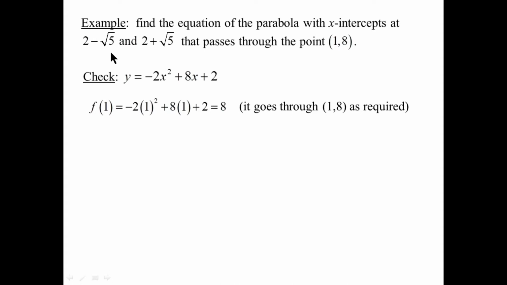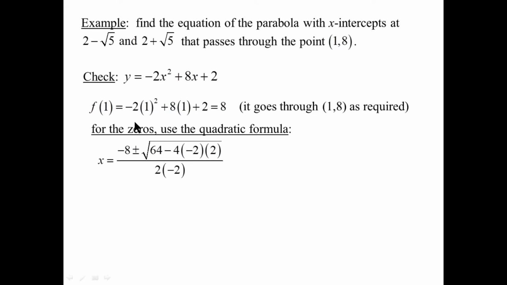And to check to see if the x-intercepts are in fact 2 minus root 5 and 2 plus root 5, we'll have to use the quadratic formula to check the zeros. X equals negative b plus or minus the square root of b squared minus 4ac all over 2a. So let's just see. Negative b, so it'll be negative 8 plus or minus the square root of 8 squared minus 4 times a, which is minus 2, times c, which is 2, all over 2a. And a is minus 2.